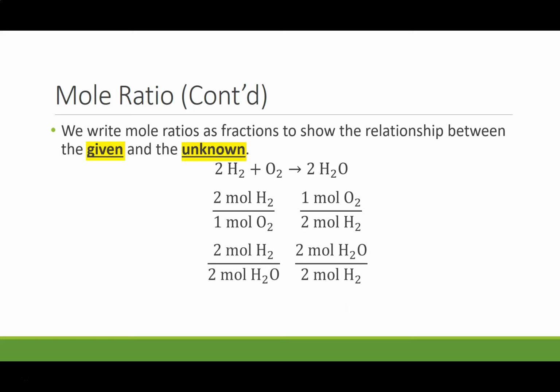We can also have a ratio between hydrogen and water. So 2 moles of H2 over 2 moles H2O, or 2 moles H2O over 2 moles H2. And finally, we can have mole ratios between O2 and H2O. So 1 mole O2 over 2 moles H2O, or 2 moles H2O over 1 mole O2.